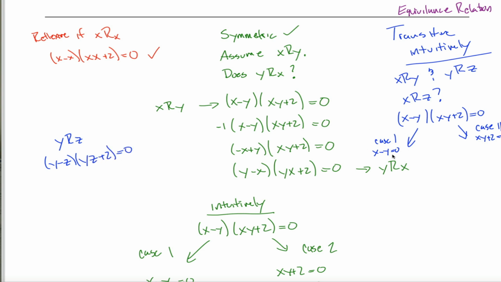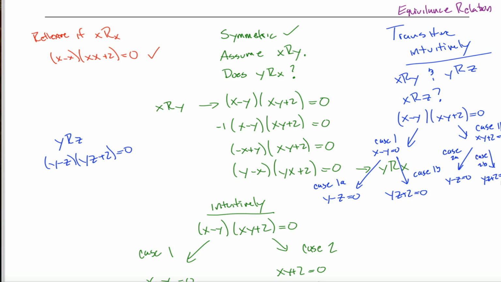So let's suppose we're over here in case 1, x − y = 0. Well, since y is related to z, either y − z is equal to 0 or yz + 2 is equal to 0. Maybe this is case 1a and this is case 1b. Similarly, if we were in case 2, because there's an arrow from y to z, either y − z equals 0, I guess this would be case 2a, or yz + 2 is equal to 0, what we would call case 2b. So we have these four different cases to consider.